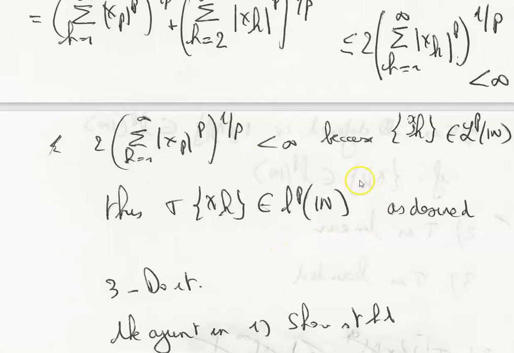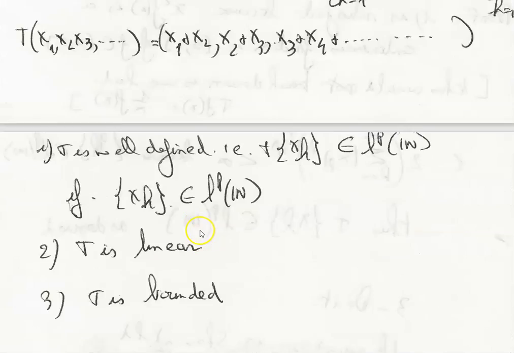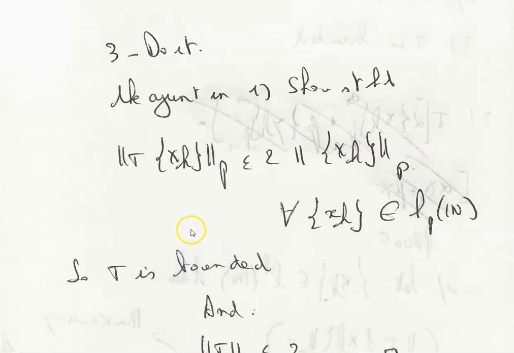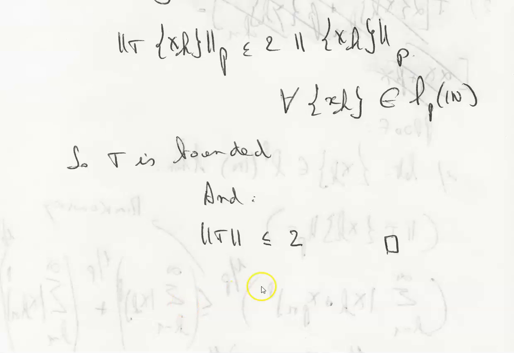Then we just proved that the operator T acting on the sequence (x_k) belonging to l^p(N) stays in l^p(N) as desired. For the third, you can do it, it's that it's bounded. I'll let you work a little bit. The argument in one shows that the p-norm of T acting on the sequence (x_k) is less than 2 times the p-norm of the sequence (x_k), whatever the sequence (x_k) belonging to l^p(N). So T is bounded, and the norm of T is less than 2.